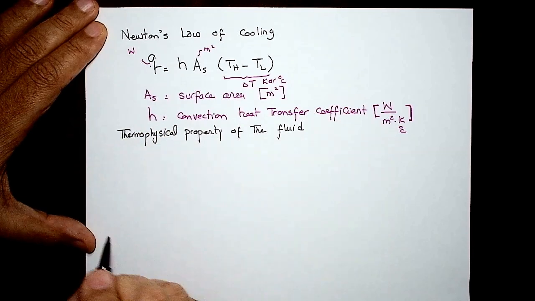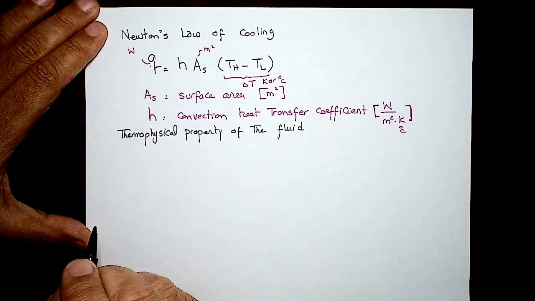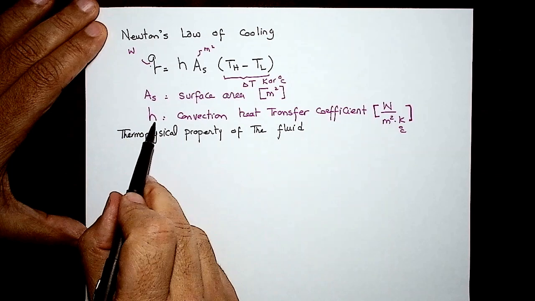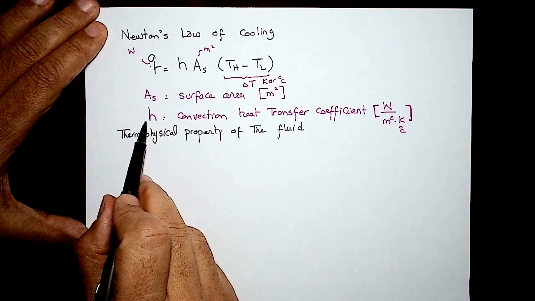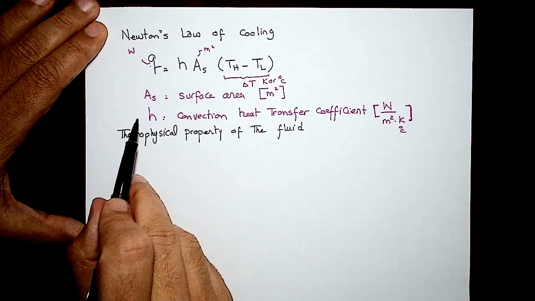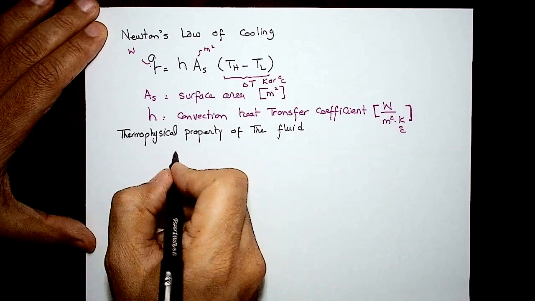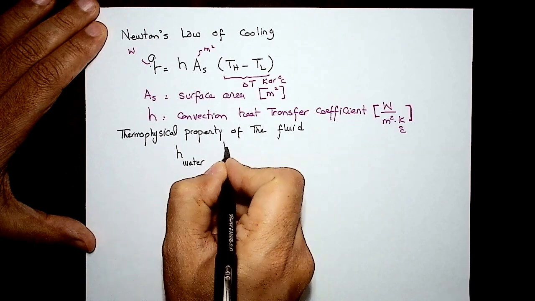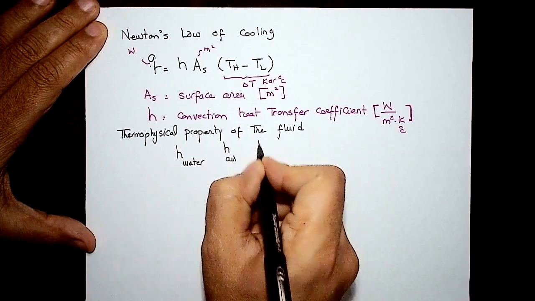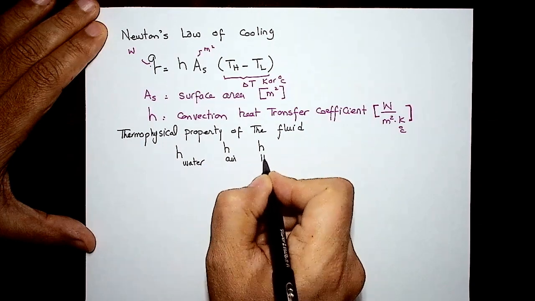Thermophysical property of the fluid, which means that there is no H for copper. There is no H for aluminum. There is no H for wood. There is no H for any solid material. But H is only for fluids. So you will find that there is H for water. There is H for air. There is H for helium, and so on.